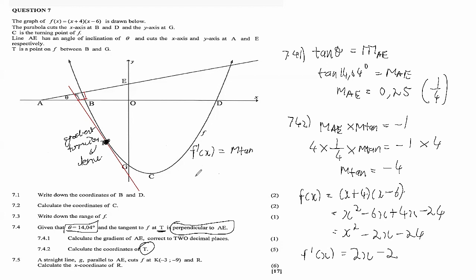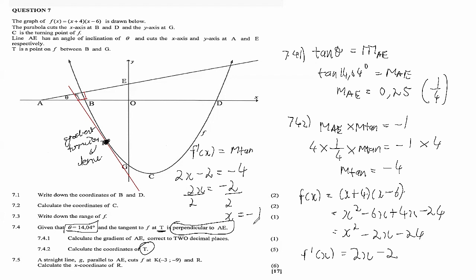Then, okay, so this is 2x minus 2 is equal to the gradient of the tangent, which is negative 4. Then that's 2x. If we transpose the negative 2 over to this side, it's going to give us negative 2, because negative 4 plus positive 2, that's negative 2. Then if we divide by 2 both sides, then our x value is negative 1.